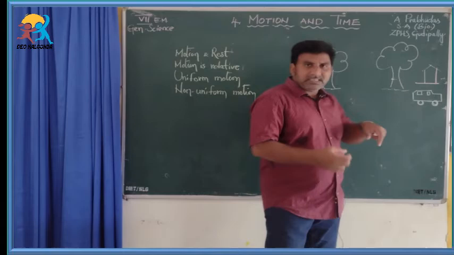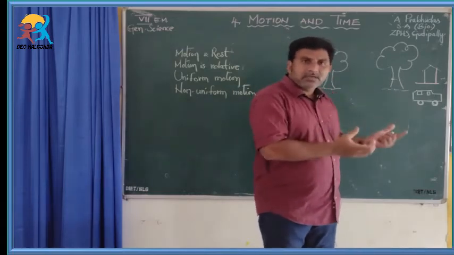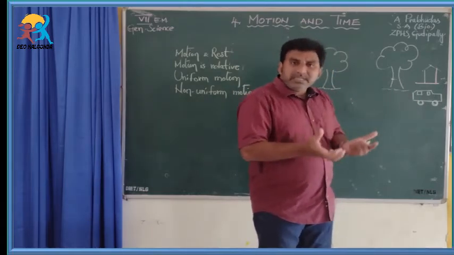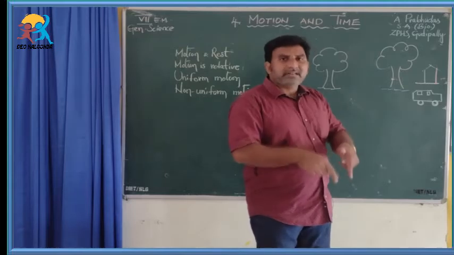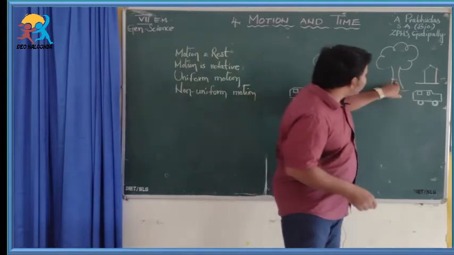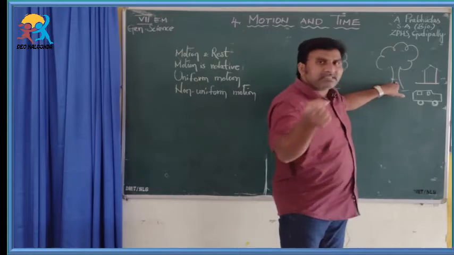If there is no change in the position of the object with respect to the surroundings, the object is said to be at rest. So here the tree is at rest. How can you say that the tree is at rest?